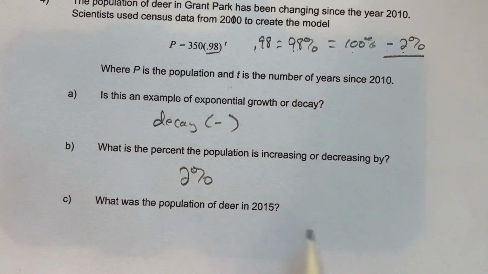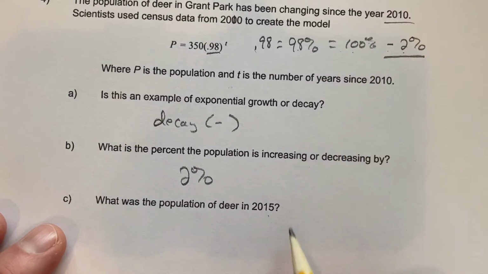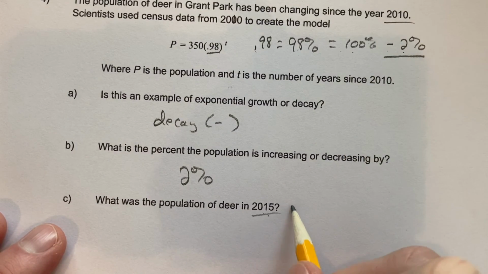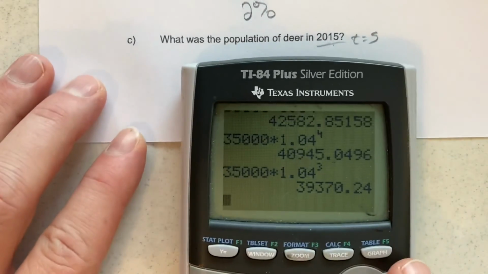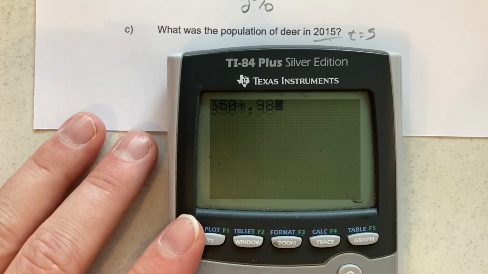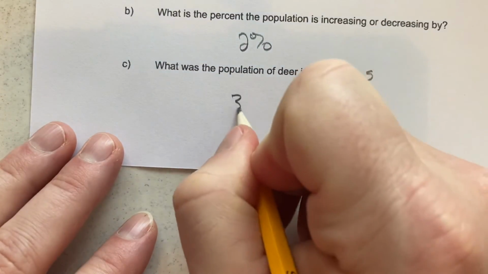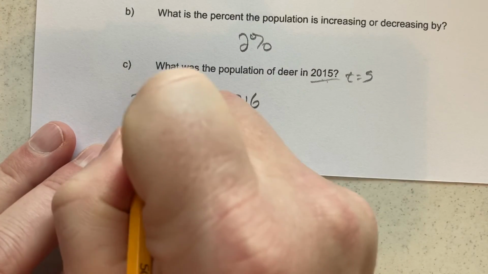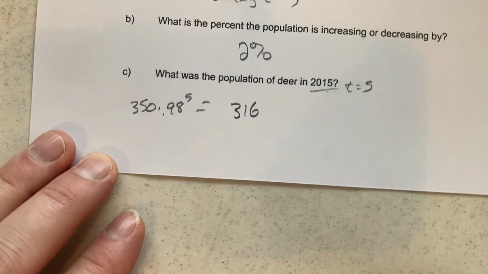All right? And then the last thing is, what's the population in the year 2015? So this is since 2010. So 2015 would be 5 years. So I'm going to take my equation here, 350 times 0.98 to the 5th power. And if I round to the nearest deer, I get 316. Again, that's 350 times 0.98 to the 5th power. Gives us that.